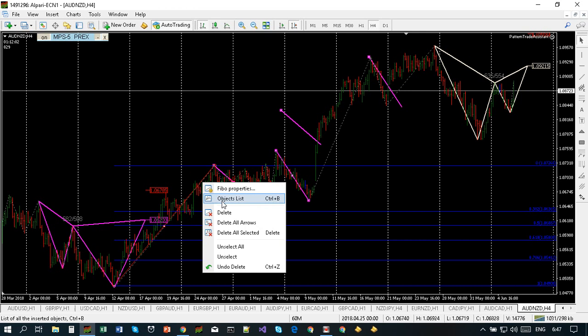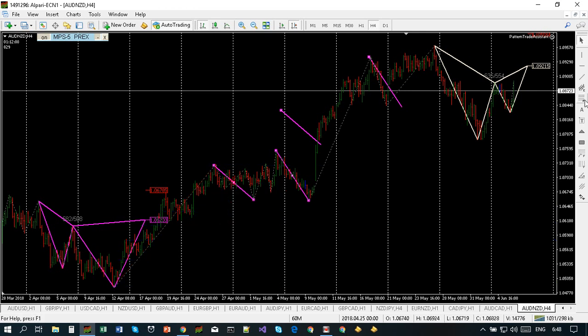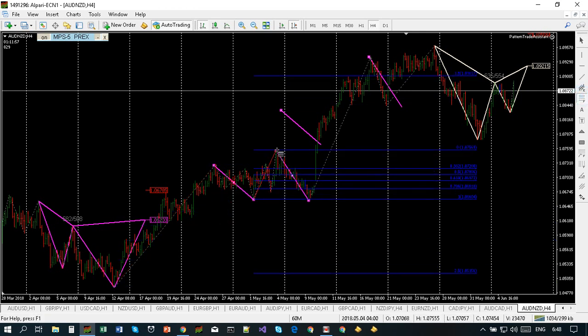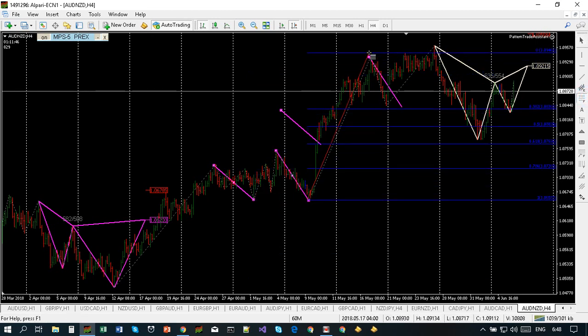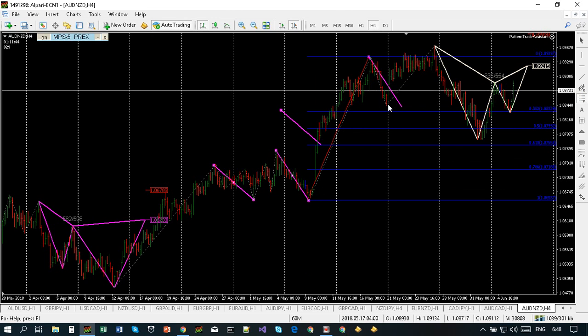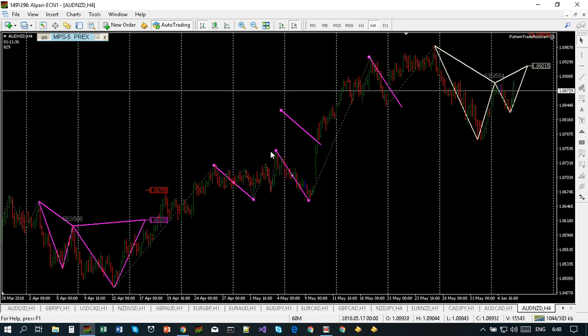If we look at this one, if we measure this correction, this is 100% correction, yes. Then if we measure this one, this is barely hitting the 382. So this is what is called the inconsistent corrections. They are different in size related to impulse legs. The impulse legs are the movements that install new highs here. So this movement to the upside is an impulse, this is a correction.